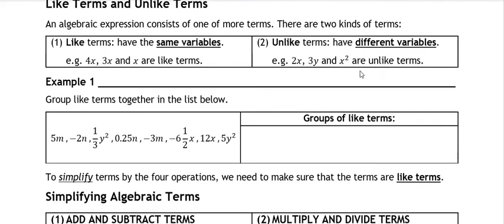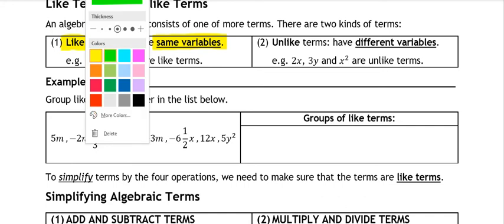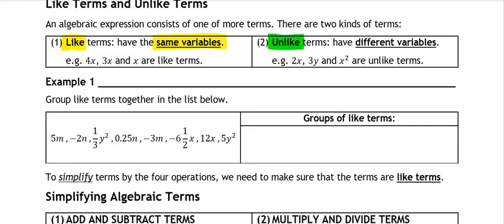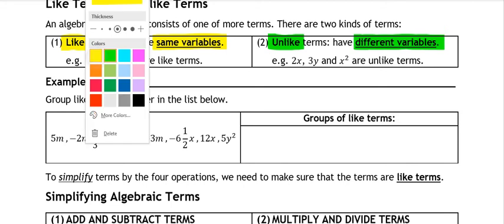Okay, now like terms will be here. You have to know that they have the same variable, so they have the same alphabet. Let's say here example for x, 3x and x. And unlike terms, okay, I will highlight like terms and unlike terms over here, they will have different variables. So that's the biggest difference of like and unlike terms.